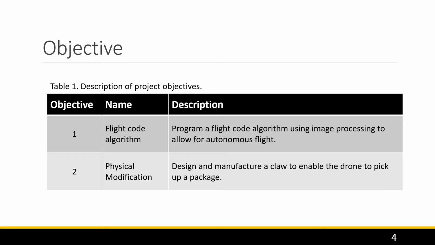Table 1 shows the two objectives that were given for this project. The first objective was the flight code algorithm, which was to construct an algorithm that allowed a drone to fly autonomously from a starting position along a pre-described path using image processing. The second objective was a physical modification to the drone, which was to design and manufacture a claw mechanism that would enable the drone to pick up a package and return it safely to its initial position.